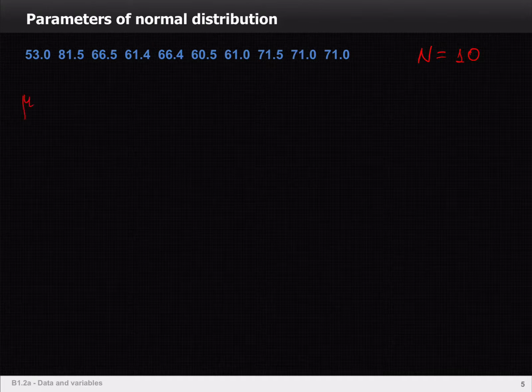Okay, well, the first is mu. Mu is an average, or mean. And you can calculate mu as follows. You can just take the first value and add the second value, add the third value, and so on and so forth until you reach the last one. Then just divide by the total number of values. So that's how to calculate mu.